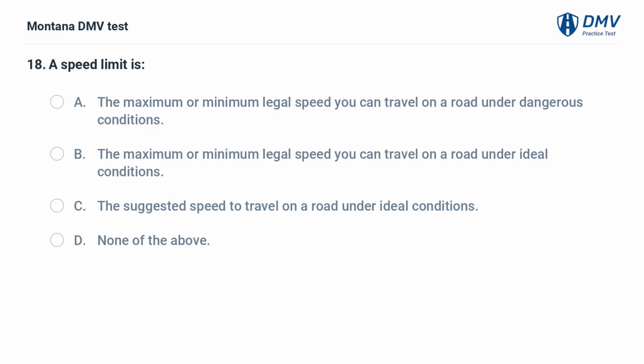A speed limit is A. The maximum or minimum legal speed you can travel on a road under dangerous conditions. B. The maximum or minimum legal speed you can travel on a road under ideal conditions. C. The suggested speed to travel on a road under ideal conditions. D. None of the above.